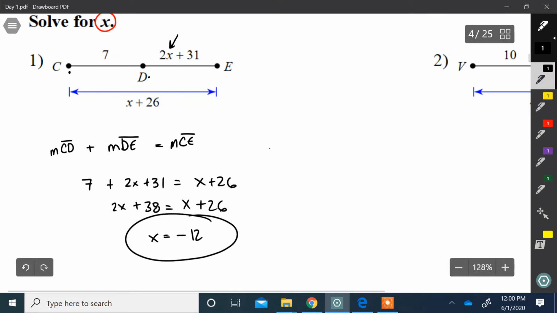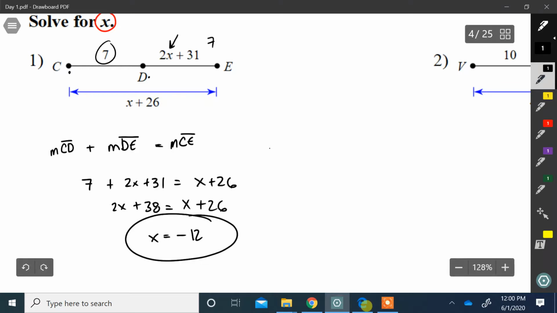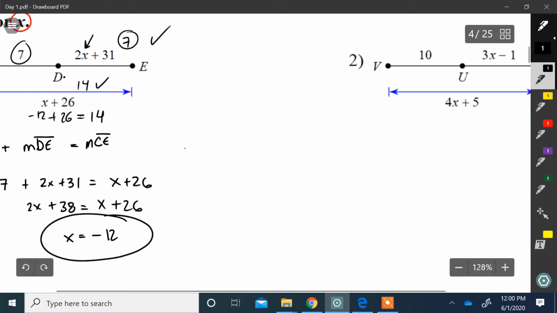If I plug in negative 12 in there, I get negative 24 plus 31, and that's going to be 7. Okay, so 7 plus 7 should be 14. Let's see if we actually get 14. Well, negative 12 plus 26 is indeed 14 as well. So that did work out.